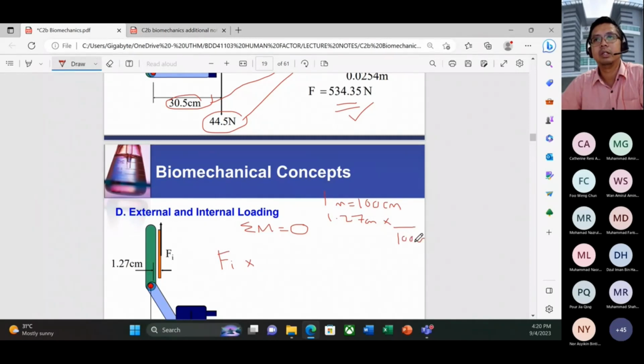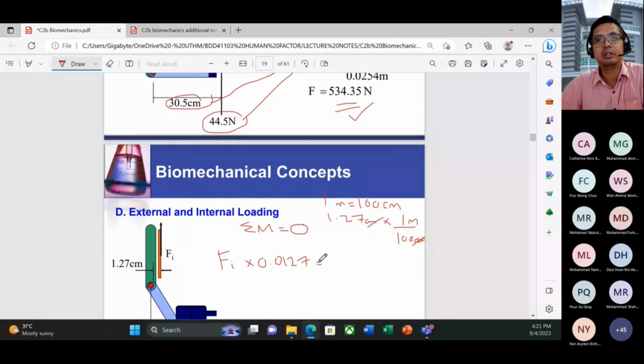Okay, 1 meter will be here. So meter, meter. So what do we get? 0 point? Please give me an answer. 0.127 or 0.0127? 0.0127.